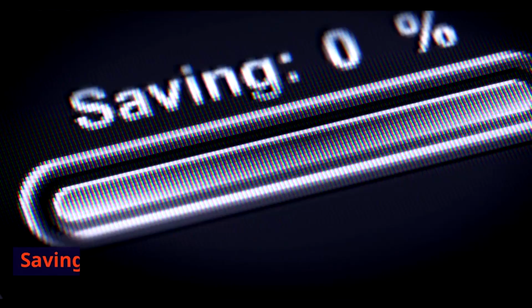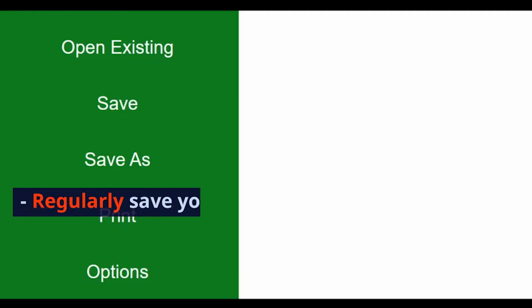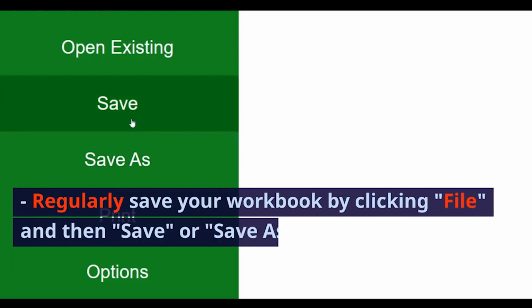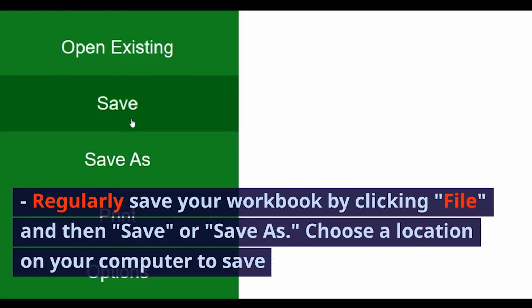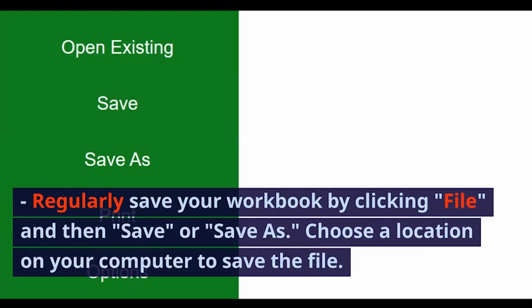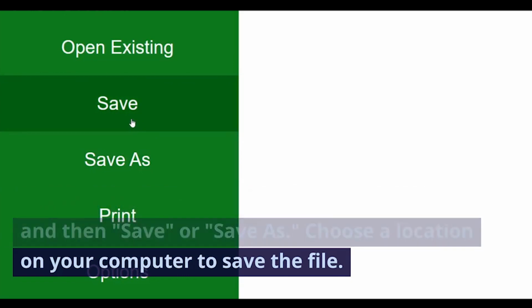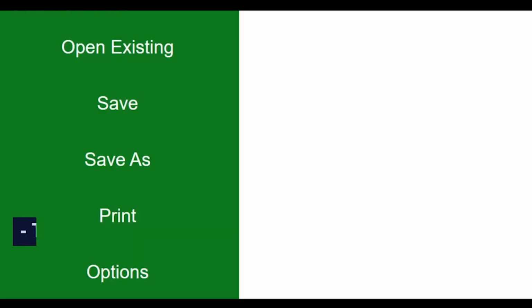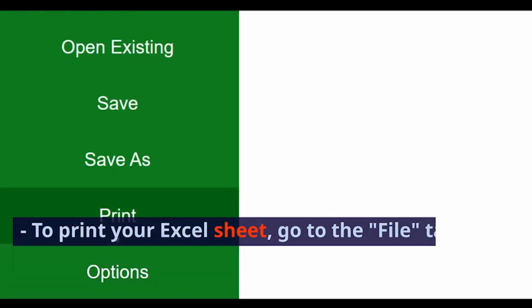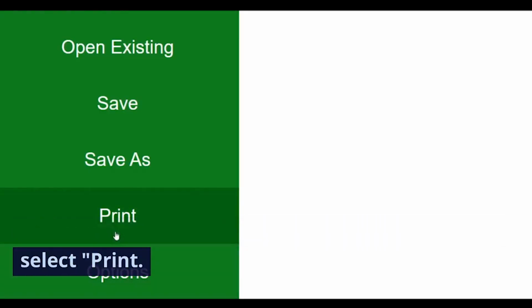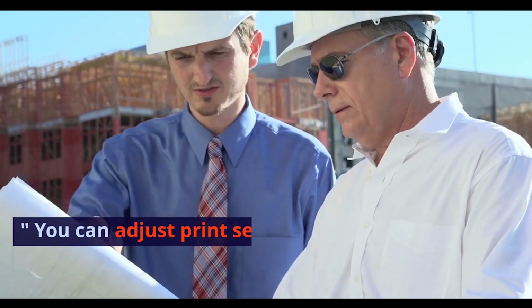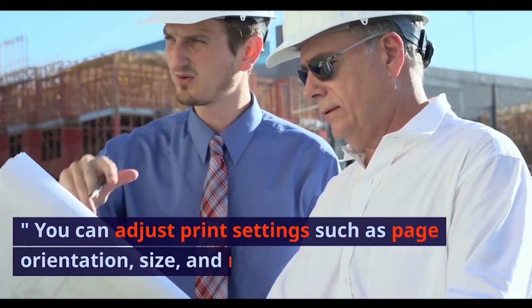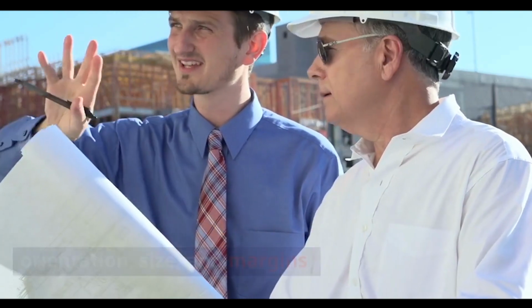9. Saving your work. Regularly save your workbook by clicking File, and then Save, or Save As. Choose a location on your computer to save the file. 10. Printing. To print your Excel sheet, go to the File tab and select Print. You can adjust print settings such as page orientation, size, and margins.